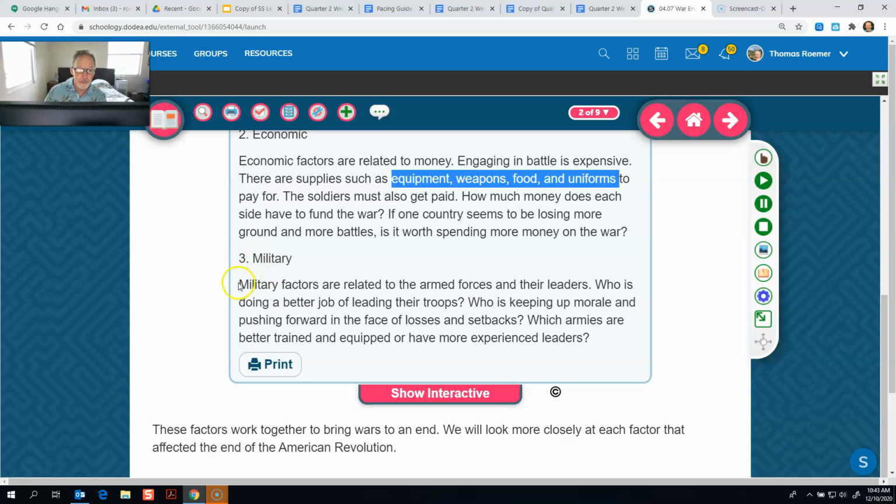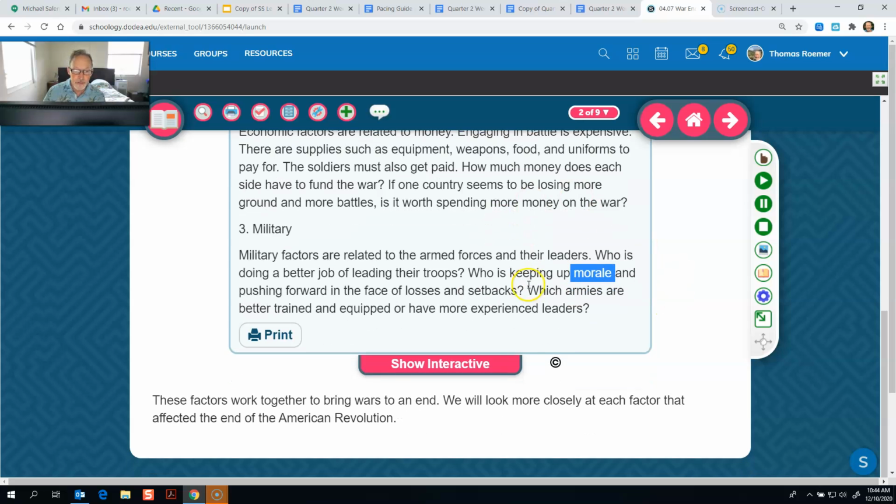And then military. Okay, so what are some military factors? Okay, who are the leaders? Who are the generals? Who is the leadership? Okay, who's keeping up the morale or the well-being of the troops? Okay, that's a big one right here. You know, if your troops are giving up, lost hope, they're not going to fight. But if you have good leaders that can inspire them and push them forward onto new things, okay? So who had better trained and equipped military? Those are the things we're going to be looking at right here.